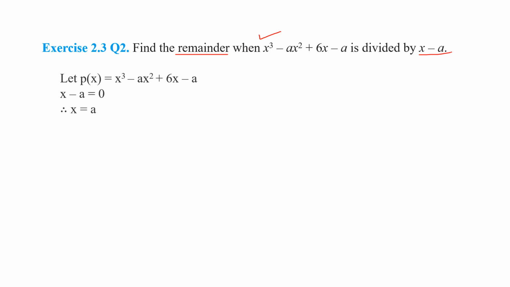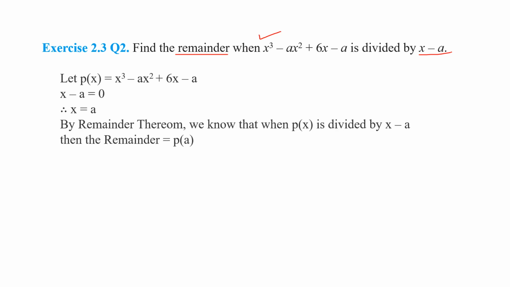Now we know that by remainder theorem, if we divide p of x by x minus a, p of a is the remainder, right? So how do we get p of a? Substitute. We'll substitute a in place of x here. So a cube minus a into a square plus 6a minus a. So this will become a cube minus a cube, which will cancel, and 6a minus a will become 5a. So this is the answer for this question.